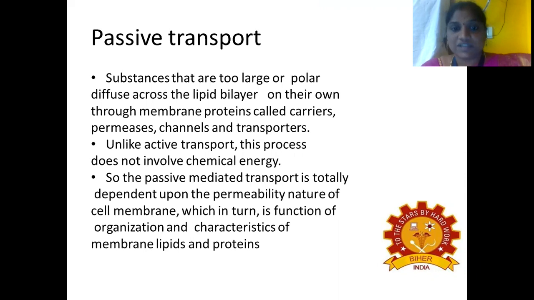Unlike active transport, this process does not involve chemical energy. This is the major difference between active transport and passive transport. In active transport, they involve energy, so they need energy. Whereas passive transport does not require any energy. The passive mediated transport is totally dependent upon the permeability nature of the cell membrane. Since energy is not required, it is entirely dependent on the permeability of the cell membrane, which in turn is a function of the organization and characteristics of membrane lipids and the proteins here.